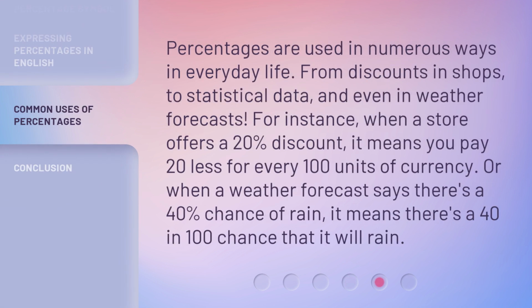Percentages are used in numerous ways in everyday life. From discounts in shops, to statistical data, and even in weather forecasts. For instance, when a store offers a 20% discount, it means you pay 20 less for every 100 units of currency. Or when a weather forecast says there's a 40% chance of rain, it means there's a 40 in 100 chance that it will rain.